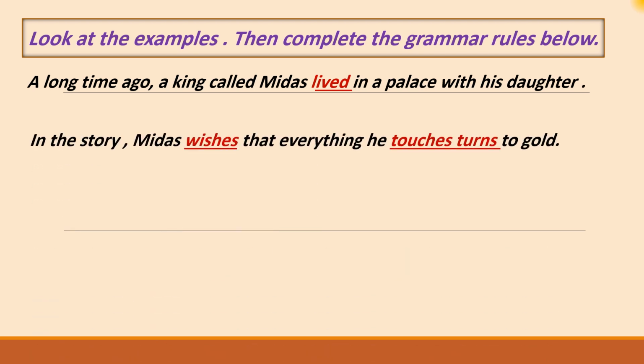In the story, Midas wishes that everything he touches turns to gold. في القصة الملك ميداس يأمل أن كل شيء يلمسه يتحول إلى ذهب. Look at the underlined verbs here. Wishes, touches. These verbs are in the present simple tense. So when we want to describe or summarize a story, we use the present simple tense. عندما نريد أن نصف أو نلخص القصة نستخدم المضارع البسيط.